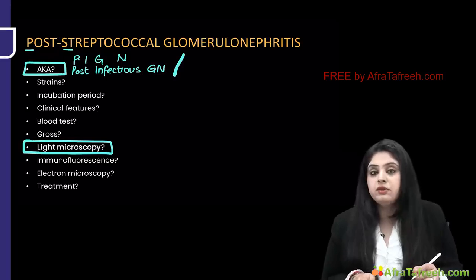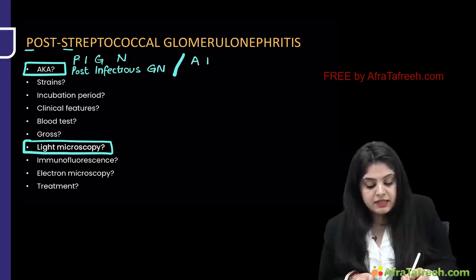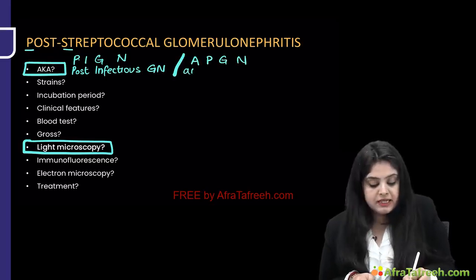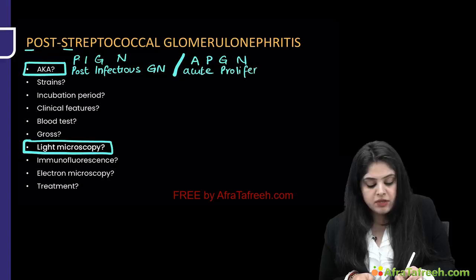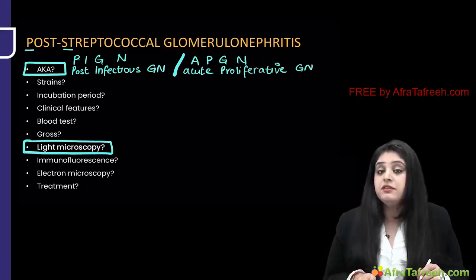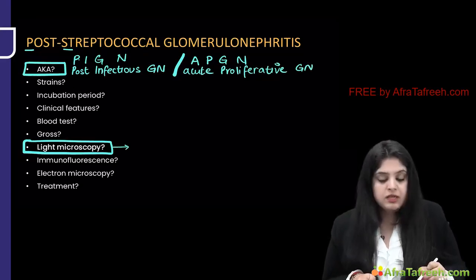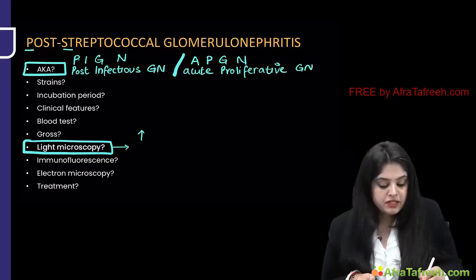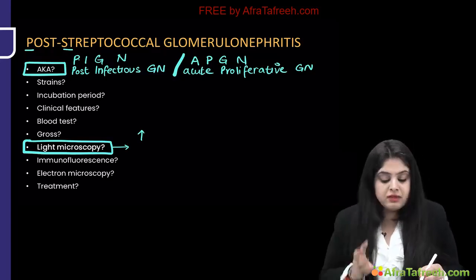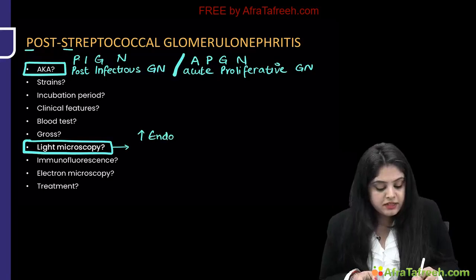Next, when they saw the microscopy, they realized that there is a lot of proliferation of cells going to happen. They then called it acute proliferative glomerulonephritis. Now, what proliferation is happening? Please remember, there's an increase in whatever you know inside a glomerulus. What is the lining of the blood vessels? Endothelial cells. Increase it, guys. There's an increase in the endothelial cells.